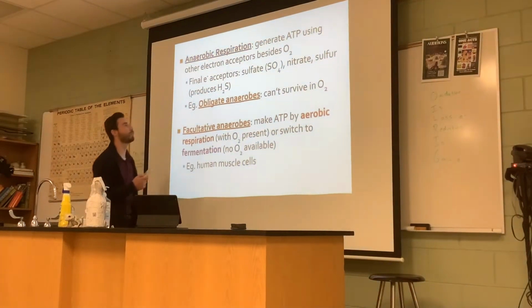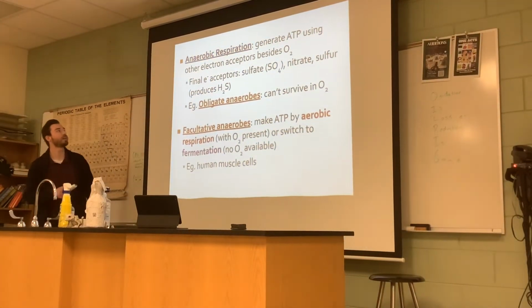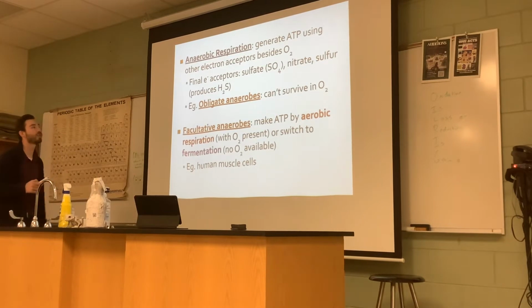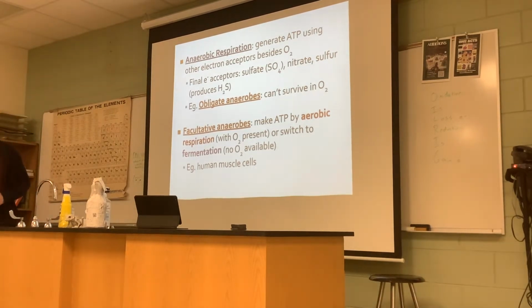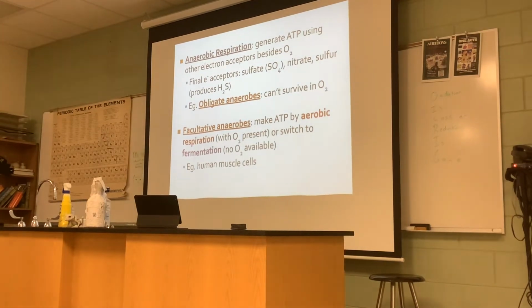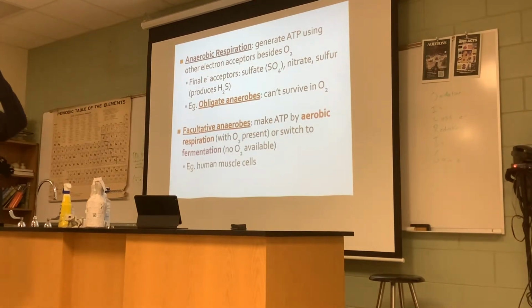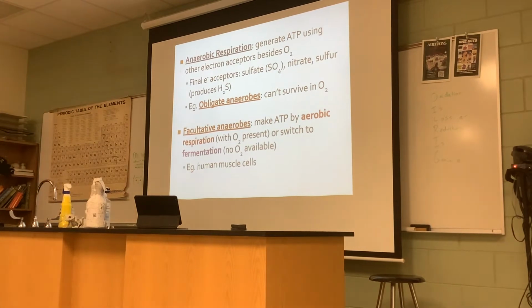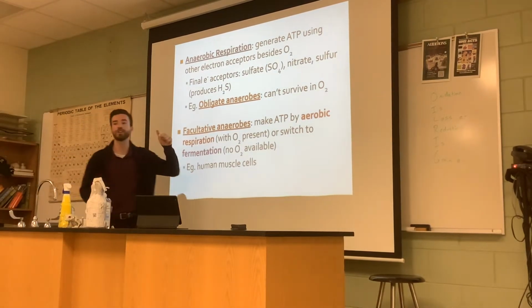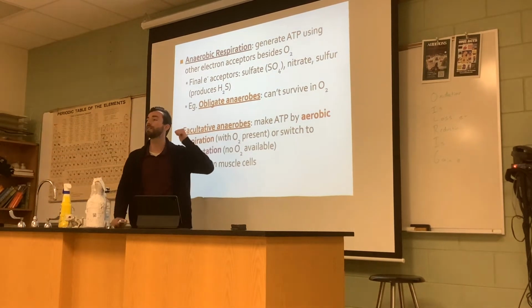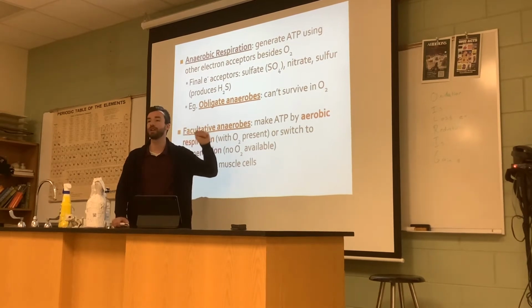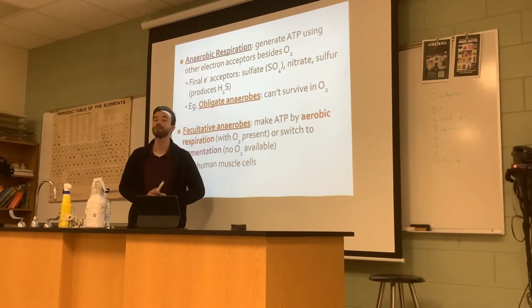In anaerobic respiration, you're generating ATP using other electron acceptors besides oxygen. We learned before that after the ETC, so oxidative phosphorylation, after chemiosmosis, the electrons get picked up by oxygen and then hydrogen joins to form what? What is a byproduct of cellular respiration? Carbon dioxide. Carbon dioxide, but water, right? Water is one of them.